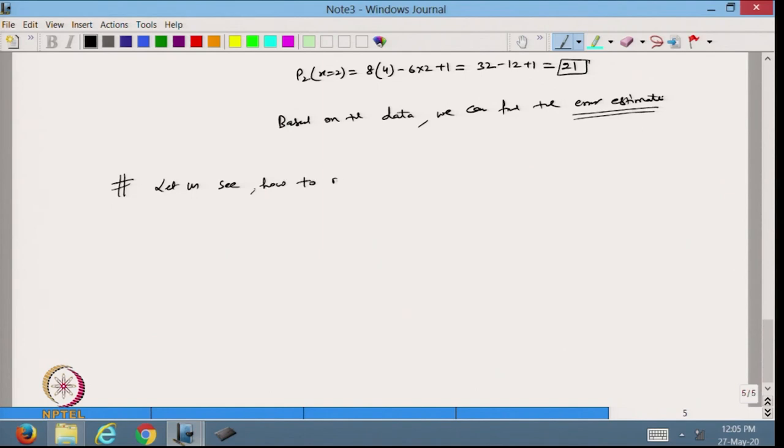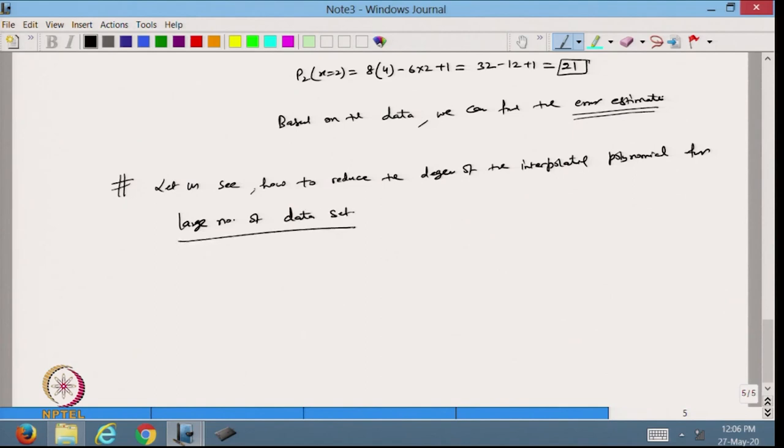How to reduce the degree of the interpolating polynomial for a large number of data set. So let's address this issue now.